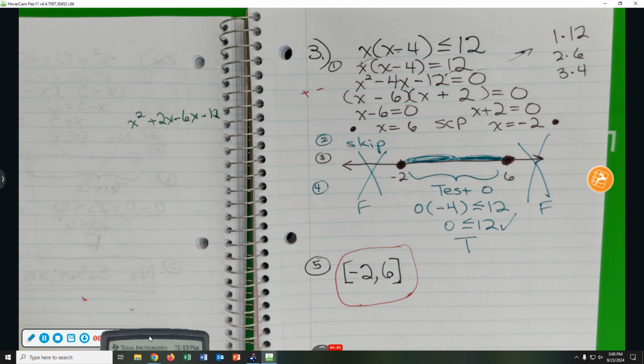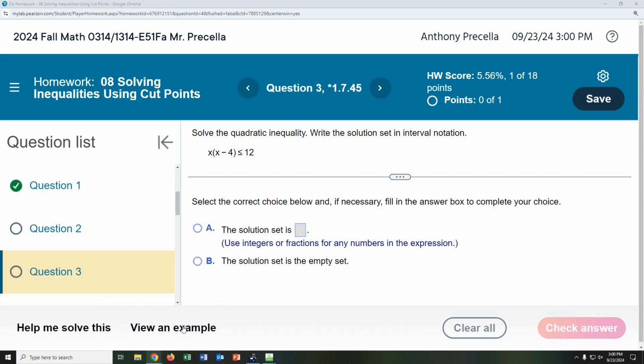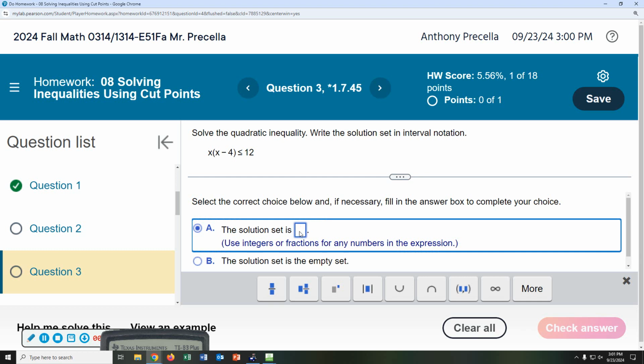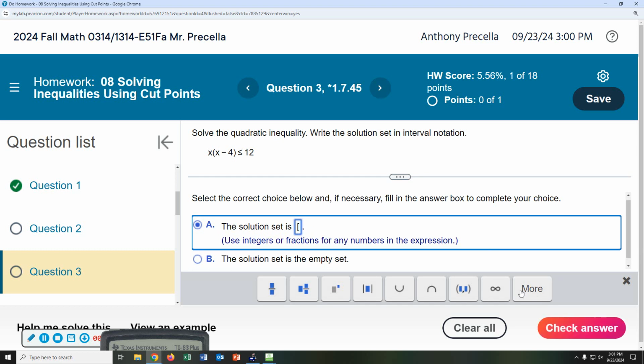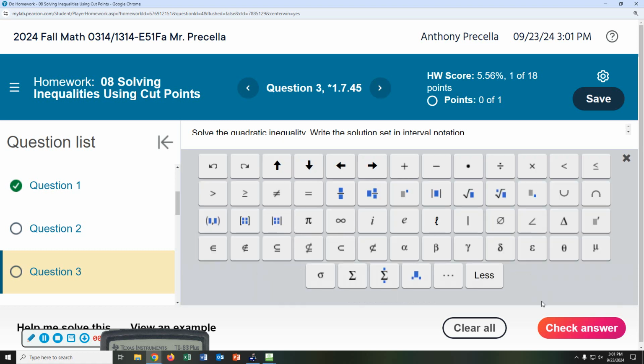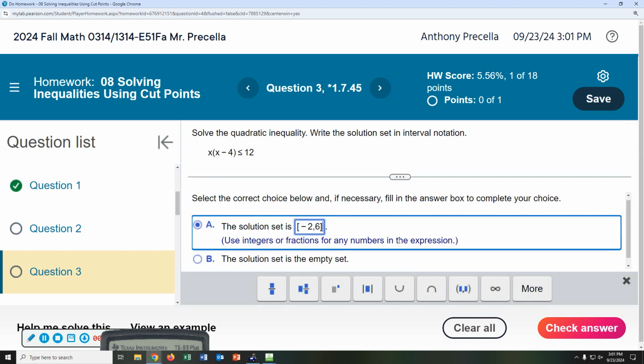Okay, let me type this in. For these brackets, you use the keyboard. There's not a special symbol in the toolbar. Maybe if you clicked more, there might be something, but you should never have to use more on that toolbar. Click that more button just to see what pops up. Okay, that's a lot of stuff. I'm going to say less because I don't want to see all that. Okay, negative 2 to 6.